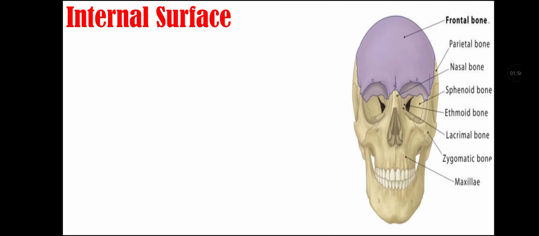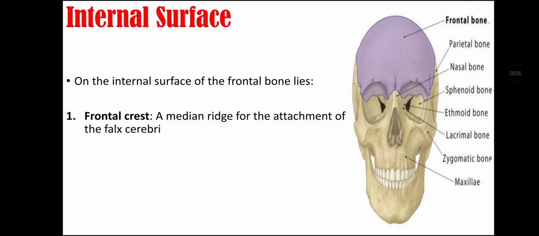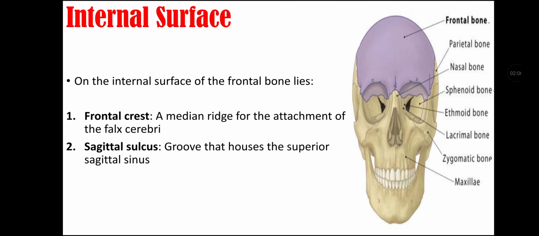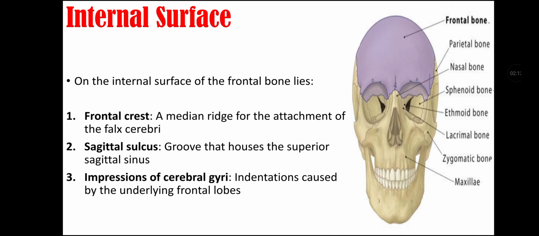Now let's talk about internal surface anatomy of the frontal bone. On the internal surface of frontal bone lies frontal crest, that is a median ridge for the attachment of falx cerebri. Sagittal sulcus is also there, that is groove that houses the superior sagittal sinus. Then there is impression for cerebral gyri, that are indentations that are caused by underlying frontal lobes.